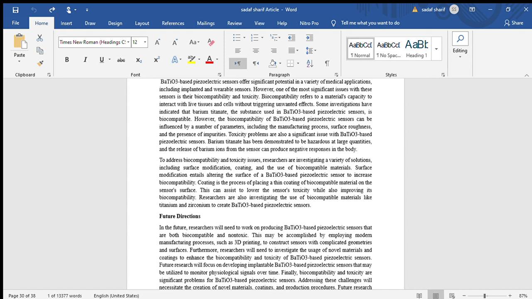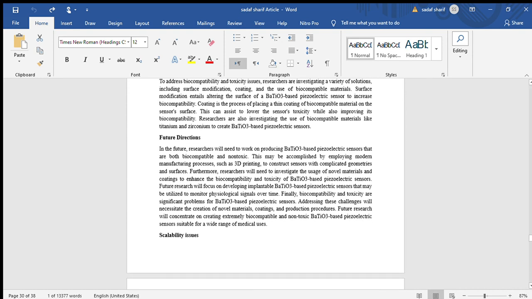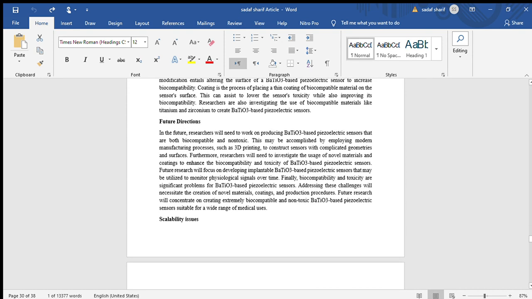Now we will see its future directions. In future, the research will need to work on producing barium titanate based piezoelectric sensors that are both biocompatible and non-toxic. This may be accomplished by employing modern manufacturing processes such as 3D printing to construct sensors with complex geometries.